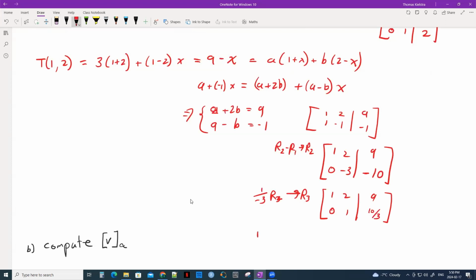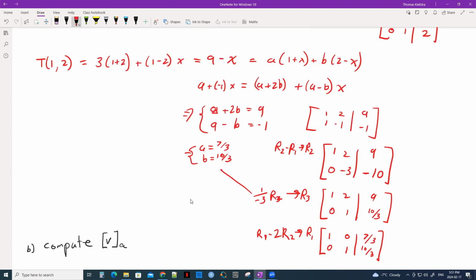And now we're going to take R1, subtract 2 R2, and put it back into R1, giving us 1, 0. And now 9 is the same thing as 27 over 3, minus 20 over 3 gives us 7 over 3, 0, 1, 10 over 3. So this gives me that a is equal to 7 over 3 and b is equal to 10 over 3.